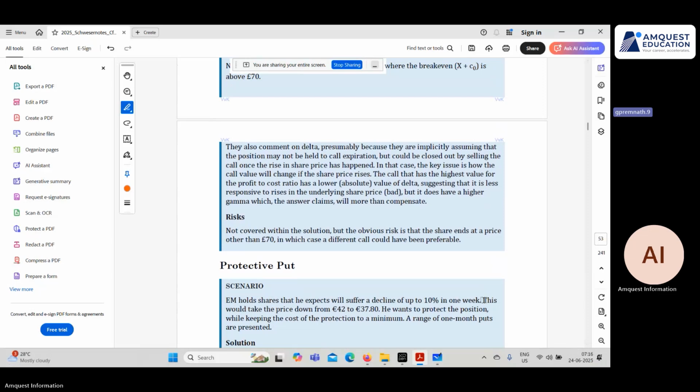The host shares that the price will suffer a decline of up to 10% in one week. This would take the price down. He wants to protect against it, keeping costs low. Yeah, same, but just the reverse.